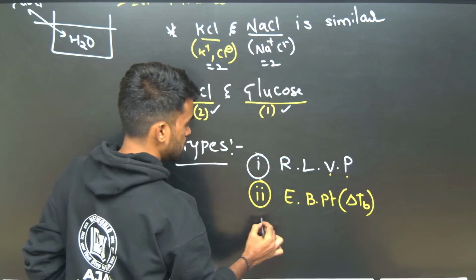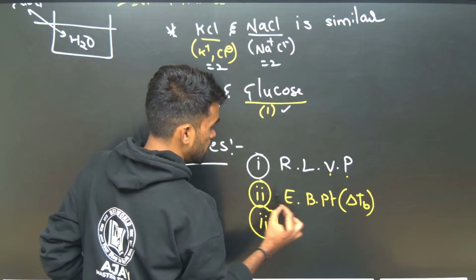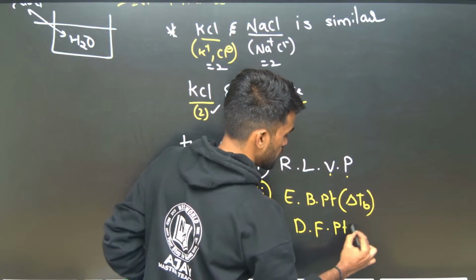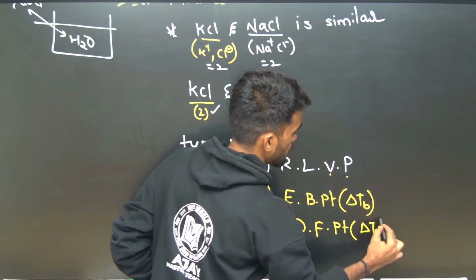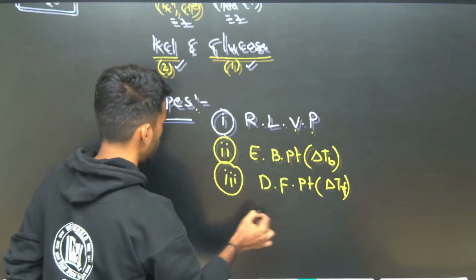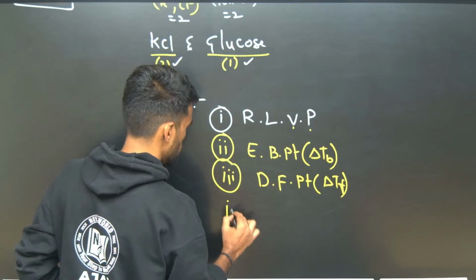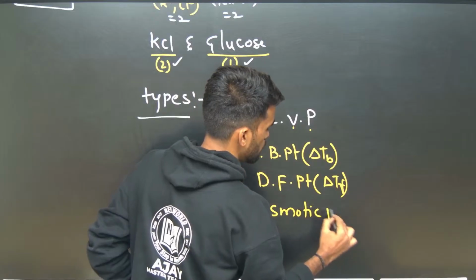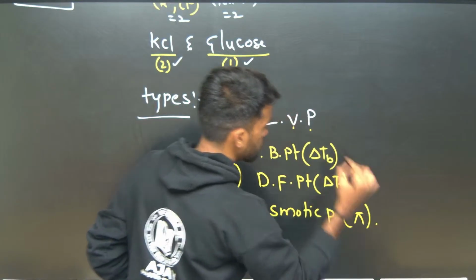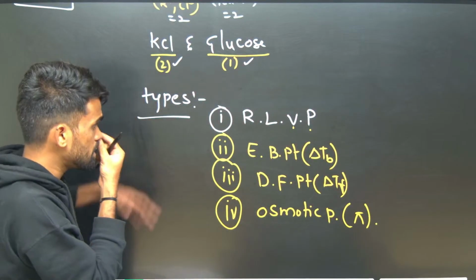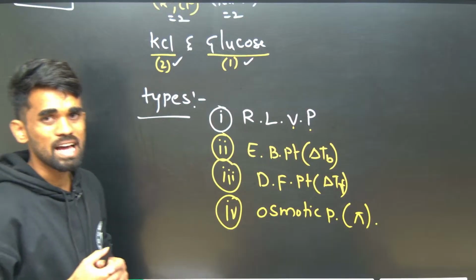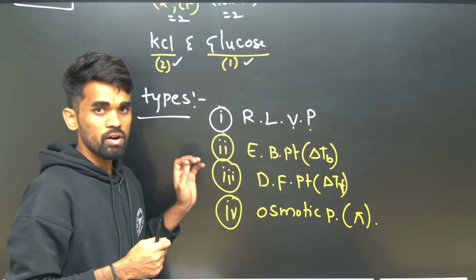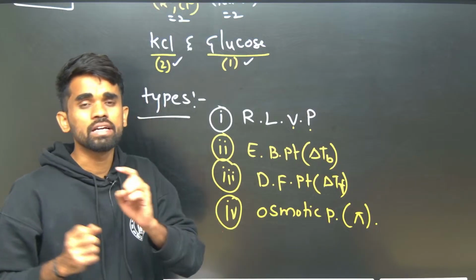Okay, and next, the third one we have is depression in freezing point, DFPT, delta Tf. And the fourth one we have is osmotic pressure. Osmotic pressure I am indicating with the symbol pi. These are the colligative properties we have. Now we need to discuss them one by one. From any of these you may get one question.